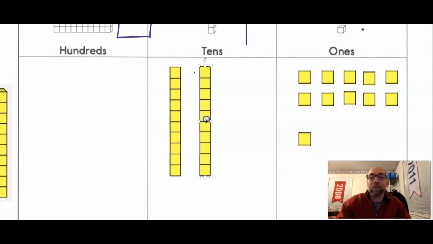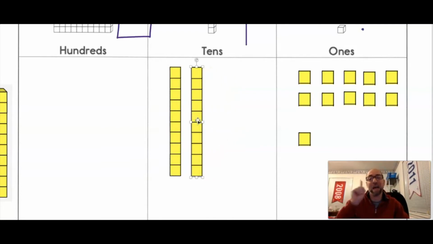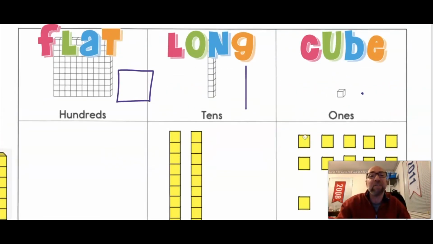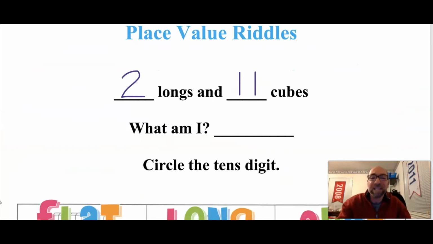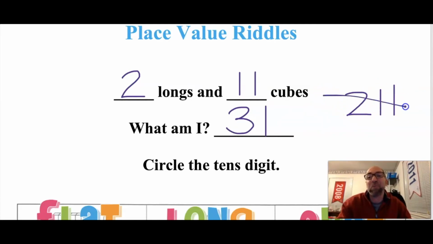10, 20. Now I have to count by ones. 21, 22, 23, 24, 25, 26, 27, 28, 29, 30, 31. So when I have 2 longs and 11 cubes, I have the number 31. I sure hope nobody wrote the number 211. That wouldn't be correct. And here's the reason why.